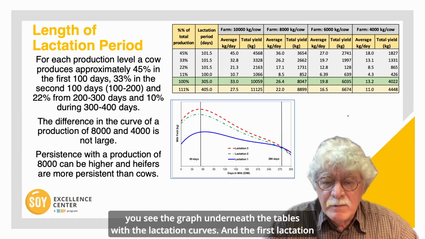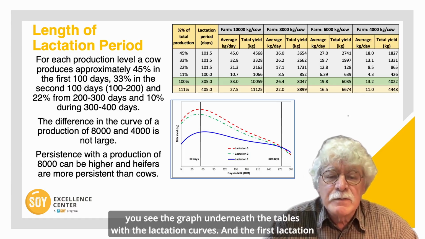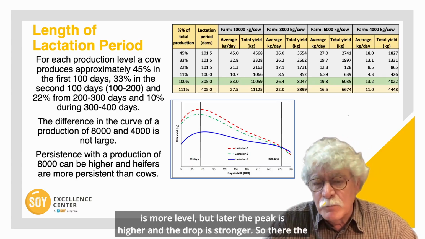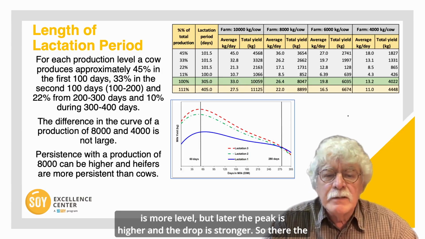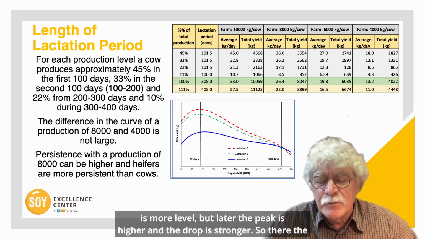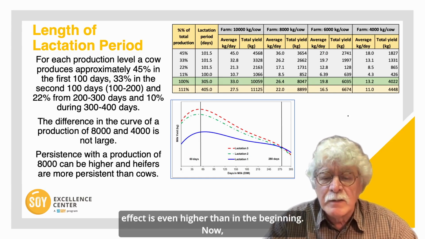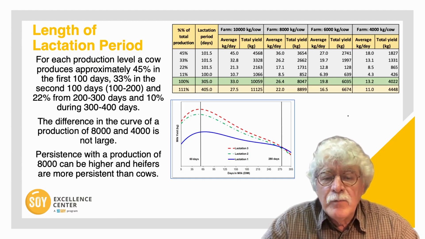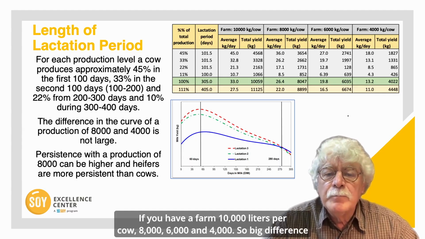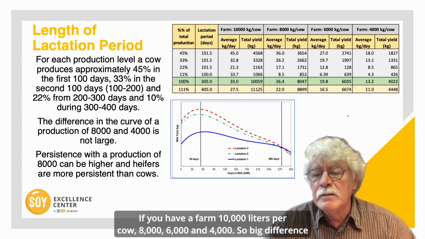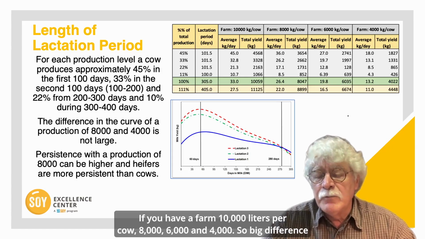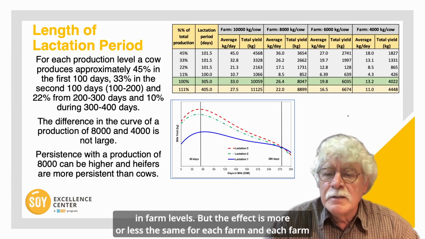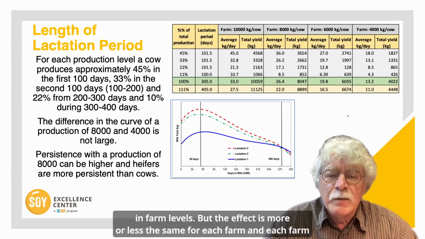You see the graph underneath the tables with the lactation curves. The first lactation is more level, but later the peak is higher and the drop is stronger. So there the effect is even higher than in the beginning. Now, if we have a farm, 10,000 liters per cow, 8, 6, and 4,000. So a big difference in farm levels. But the effect is more or less the same for each farm and each farm level.